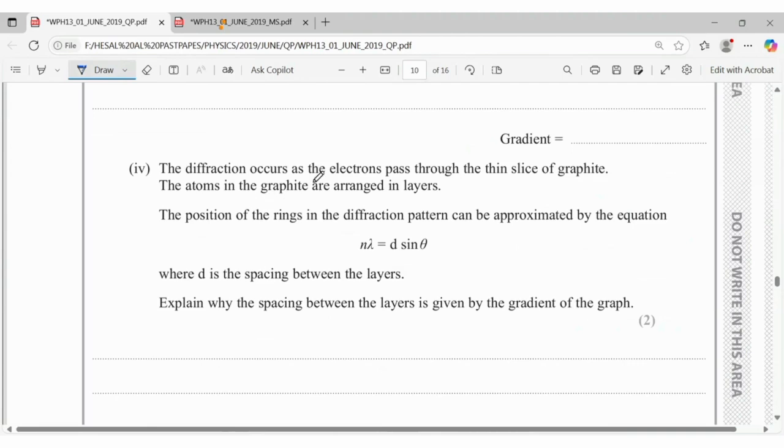The diffraction occurs as the electrons pass through the thin slice of graphite. The atoms in the graphite are arranged in layers. They're talking about layers. The position of the rings in the diffraction band can be approximated, they gave the equation here, where d is the space in between the layers. Explain why the space in between the layers is given by the gradient.